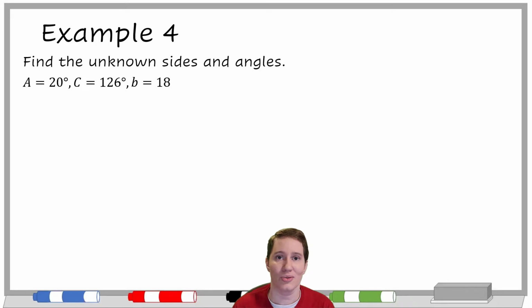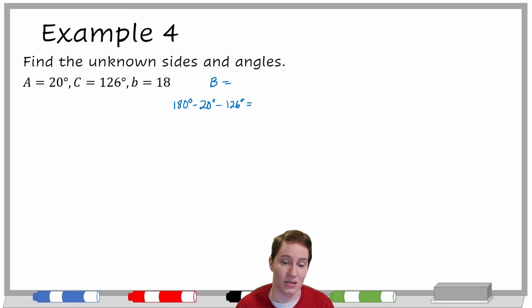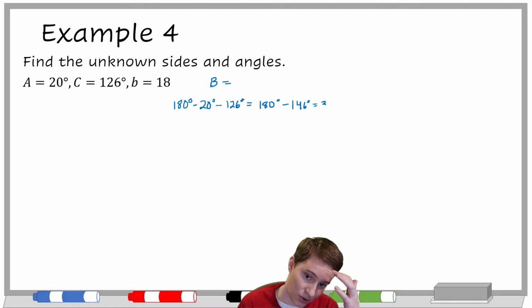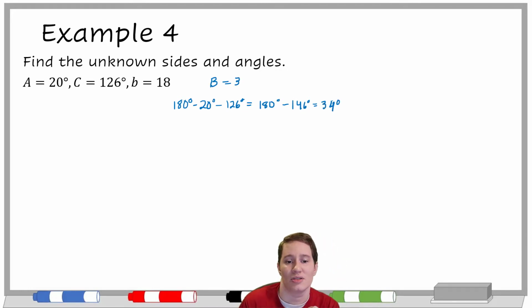Welcome back. That was so quick. You did such a great job. Let's do this. So we know A and C. Let's find angle B. So that's going to be 180 minus 20 minus 126. So do I want to do this in my head? That's the same as 180 minus 146, 34. Okay, so B is 34. I should have just done it on the calculator so I'd feel more confident about it.